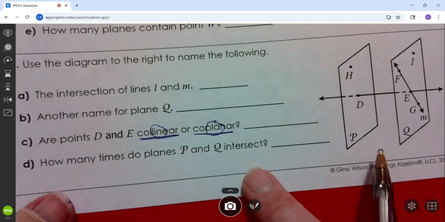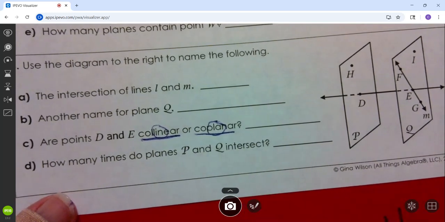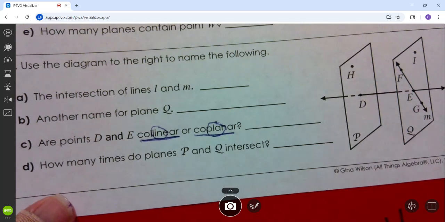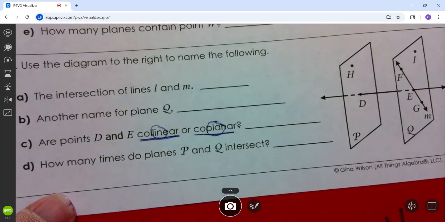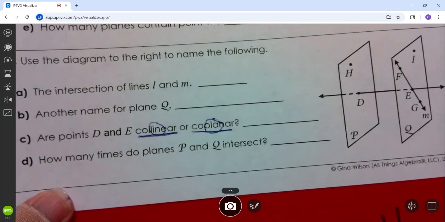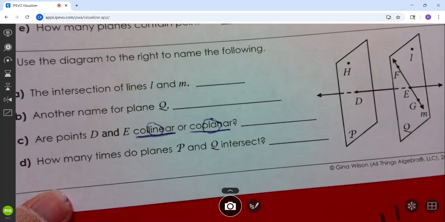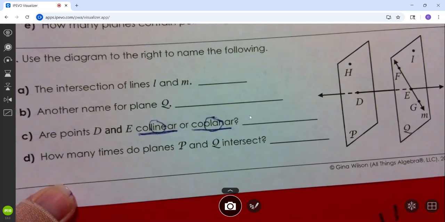How many times do planes P and Q intersect each other? Okay. So I want you to try your best. Continue work using your notes. Finish this up and work on the back. And we'll go over it when we're in class together again.